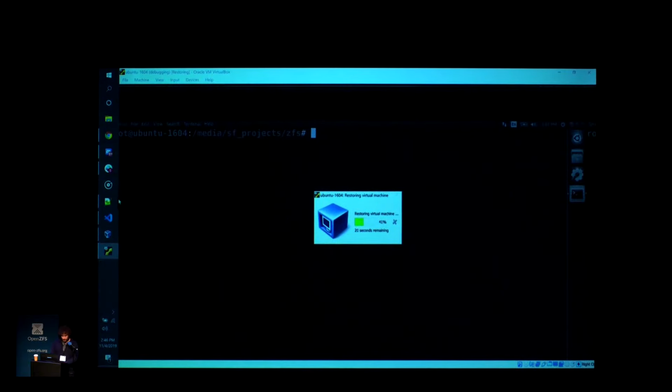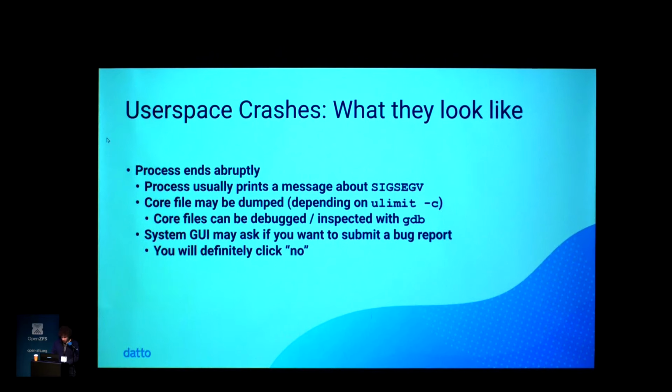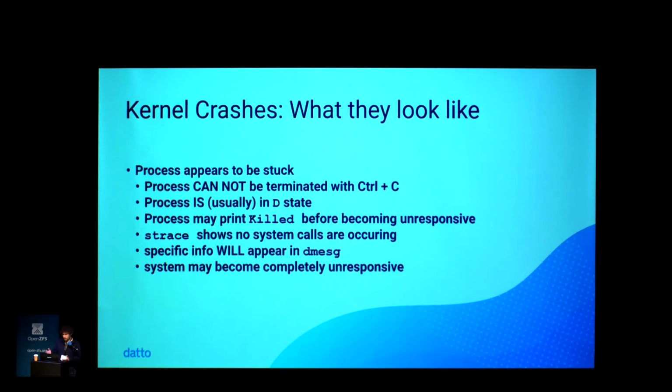While we're waiting for that to reboot, let's talk about, oh, there was userspace crashes. It just moved a slide down. Let's talk about kernel crashes. The processes basically appear to be stuck, and they cannot be terminated with Control-C. If you look at them in ps aux or htop or anything like that, they'll be stuck in the D state, and usually they may or may not say just the word killed if you're using a bash shell.